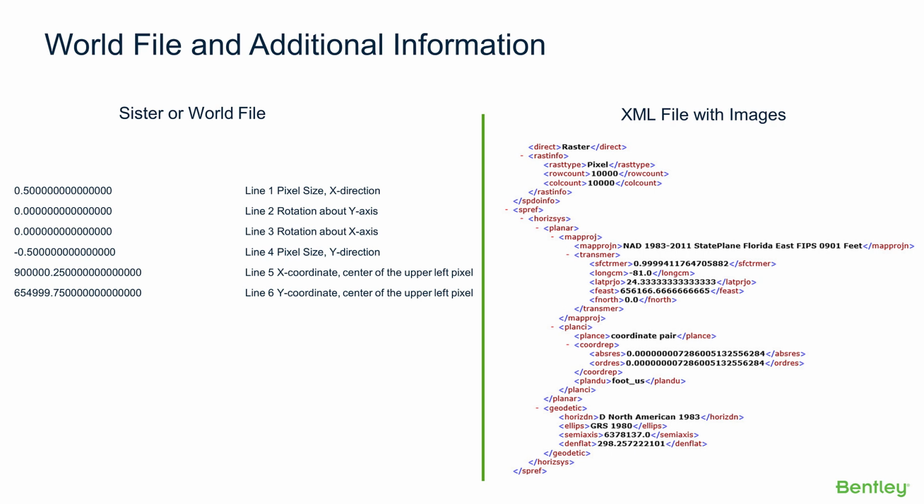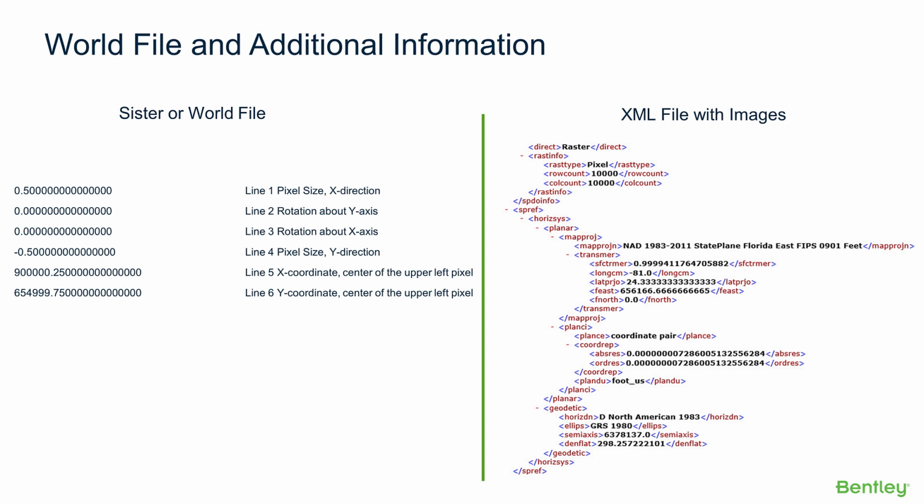It's going to have the same name, different extension. It's going to have a W in it, which stands for a world file. Now, if we take a look at this world file that's shown on the left side here in the sister world file, you'll see it's pretty simple. There's really just these 6 lines that you see on the left side of that graphic.